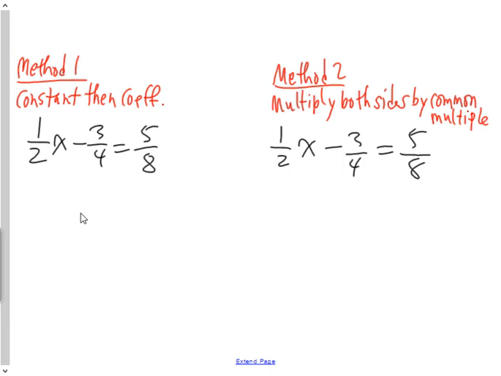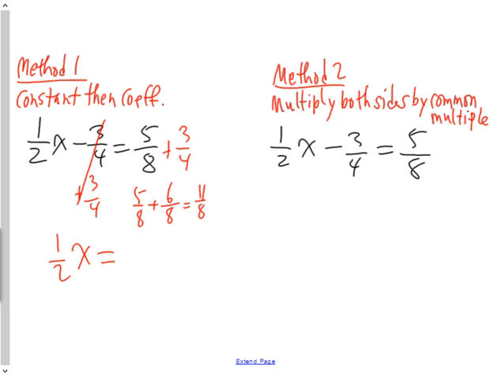So in order to get rid of the minus 3/4, I'm going to add 3/4 to create an opposite operation. But over here, I'm also going to add 3/4 to that side. I'm going to have 1/2 of x is equal to, make sure you find your common denominators of 8, 5/8 plus 6/8 is 11/8.